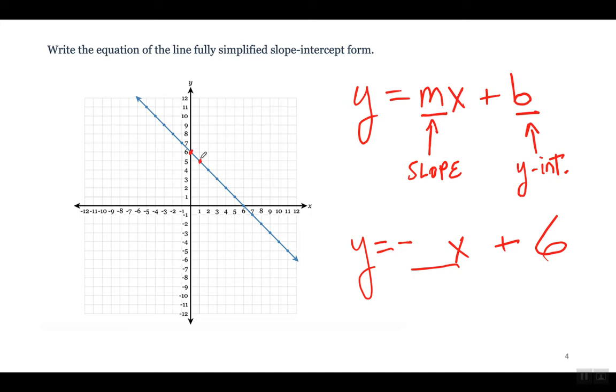So if I use these 2 points, the rise is 1 and the run is 1.